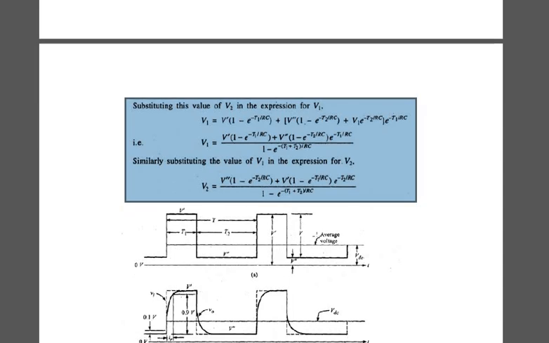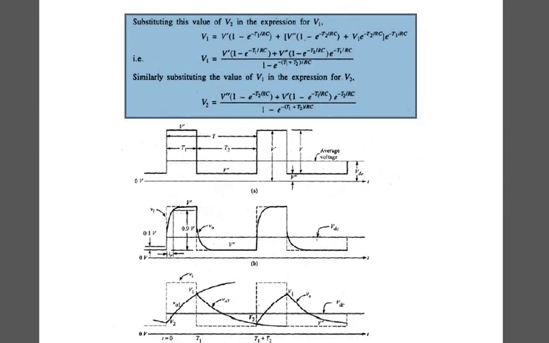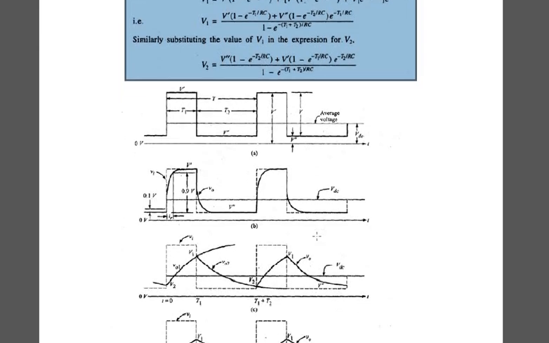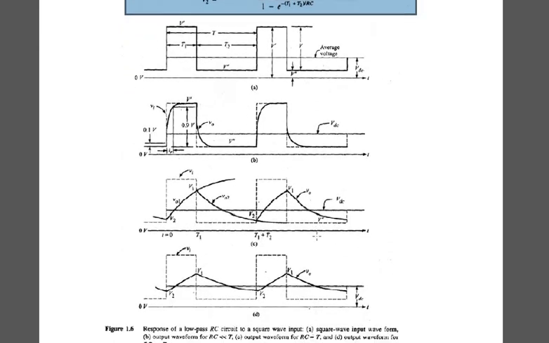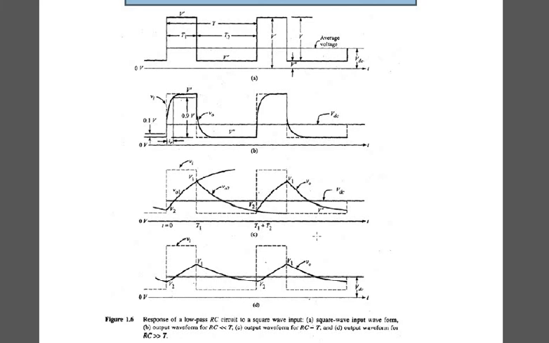So this is how you can get the expressions, equations and waveforms when a square wave is given as the input for your low pass RC circuit. Okay, I hope you are clear with this one.